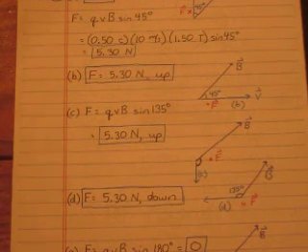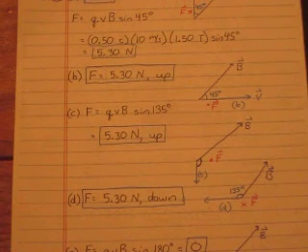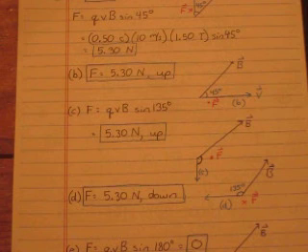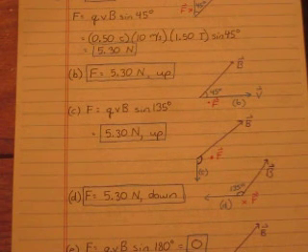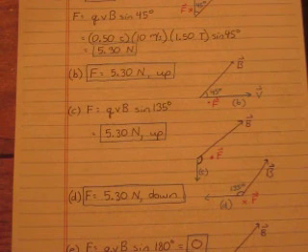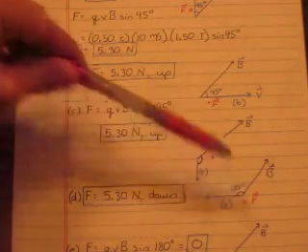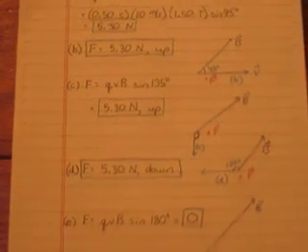For part D, it is going to the west. And so make your right hand go in that westward direction, curl your fingers in the direction of the magnetic field, and you'll get your thumb going down into the page. That would be downward.